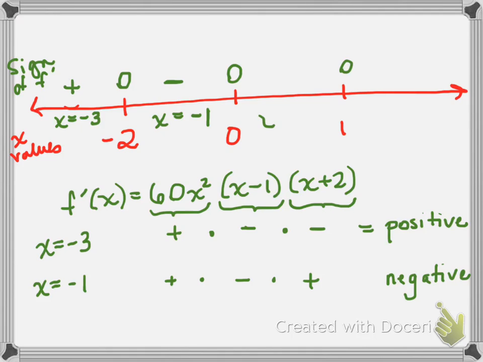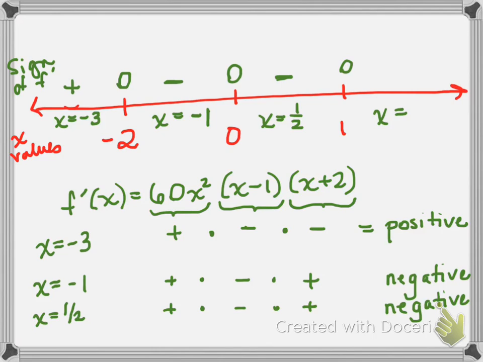Let's keep going. Let's pick a number between 0 and 1. How about x equals 1/2? So if x equals 1/2, 60 times 1/2 squared is positive. 1/2 minus 1 is negative, and 1/2 plus 2 is positive. So I have a positive times a negative times a positive, which is negative. So that's a negative number. Notice here's a situation where my interval did not alternate sign. It's not necessarily always going to alternate sign.